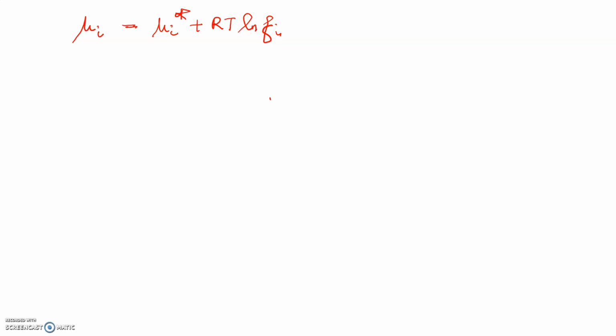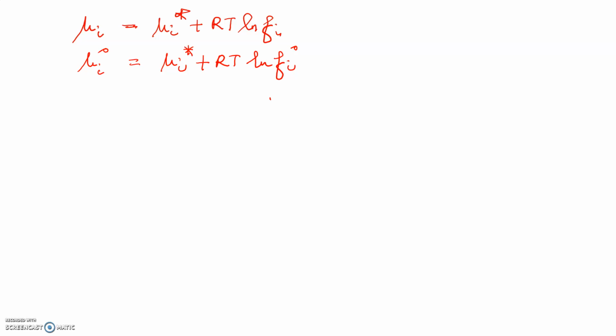Suppose that the component is in the standard state. Then how will you write that equation? For the component in the standard state, you put mu i 0. Mu i 0 is equal to mu i star, which is a constant, plus RT ln Fi becomes Fi0. The first equation represents the chemical potential of a component in a solution, and mu i0, the second equation, represents the chemical potential of the component in its standard state.